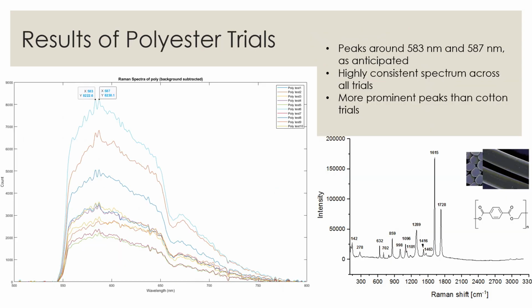We took 10 trials of an ISO-adjacent polyester sample in the same manner as the cotton sample previously shown, and the results of those trials are shown on the left. The right displays the Raman spectrum of polyester as found in various literature.